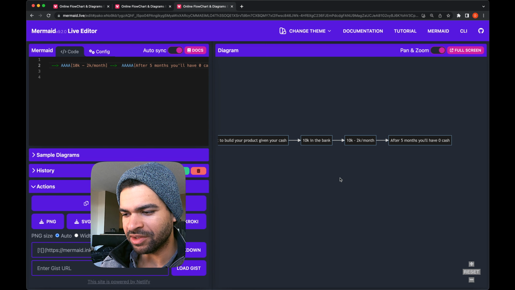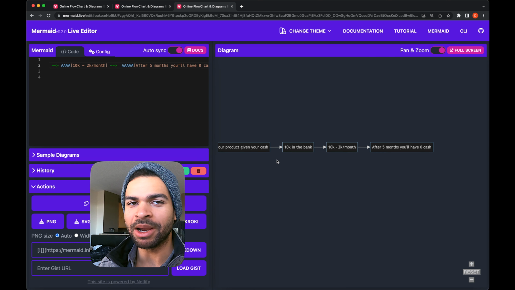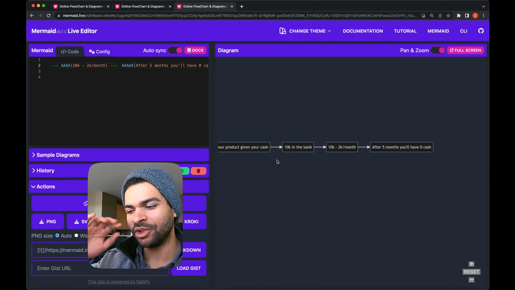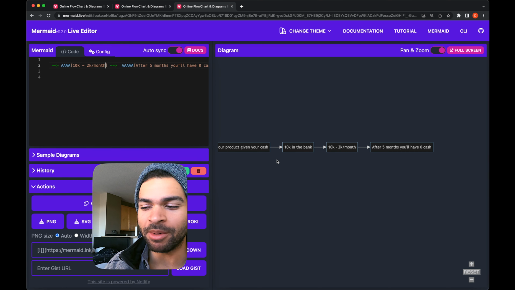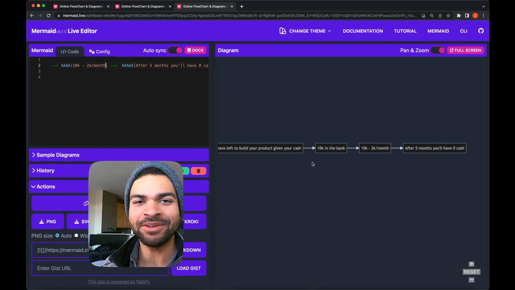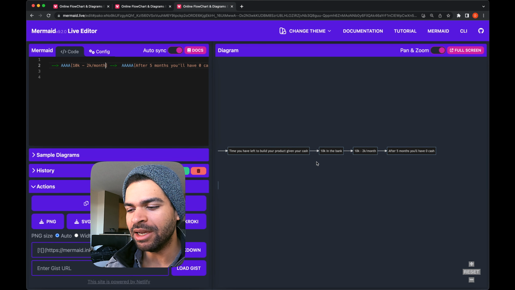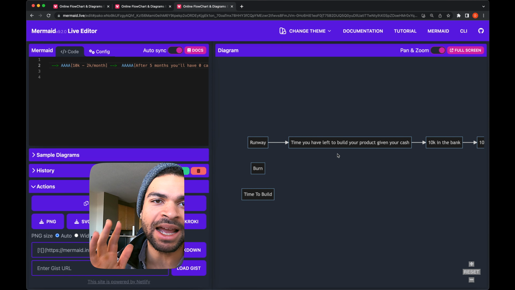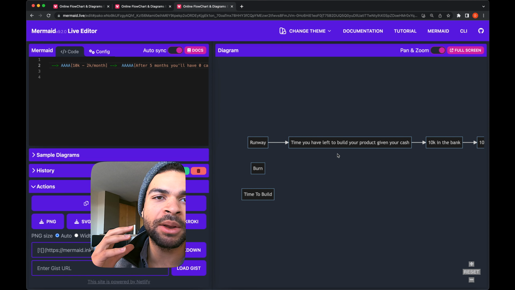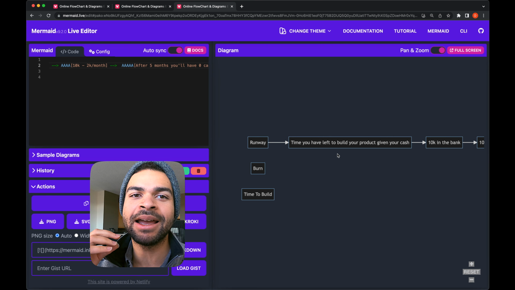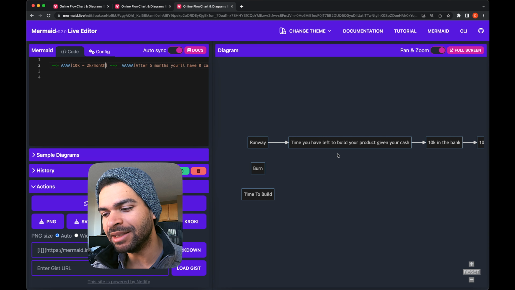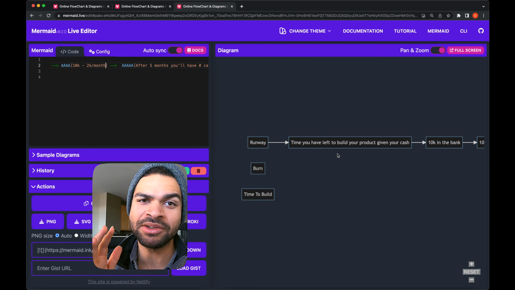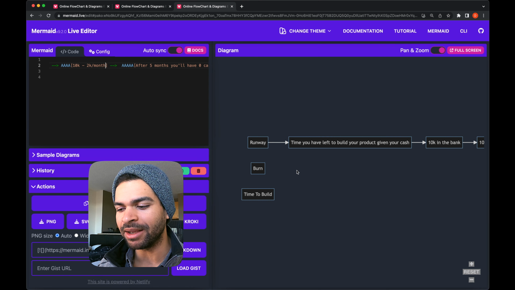All right, so this is a super minimal example. We're assuming here that you're not working. We're assuming that you spend 2K a month. We're assuming that you only have 10K in the bank. Really simple example, but this is what Runway is. It's the time you have left until you're out of cash. And specifically when we're talking about building products and building our business, this is the time you have left to build your business, given how much cash you have left in the bank.